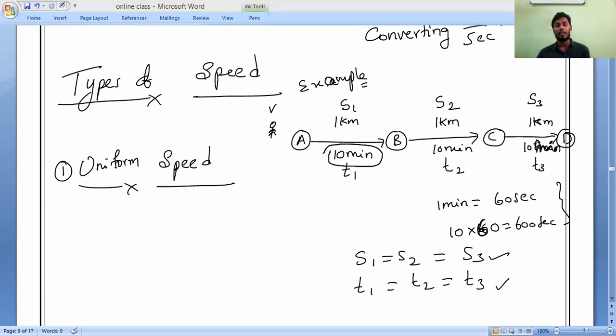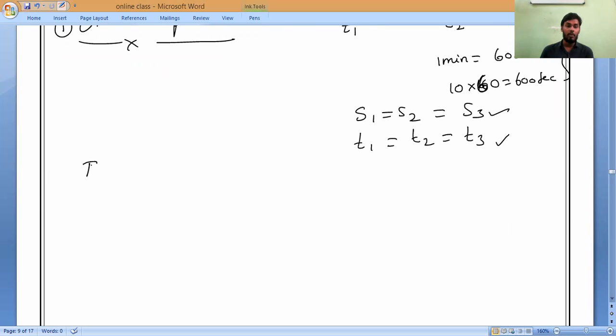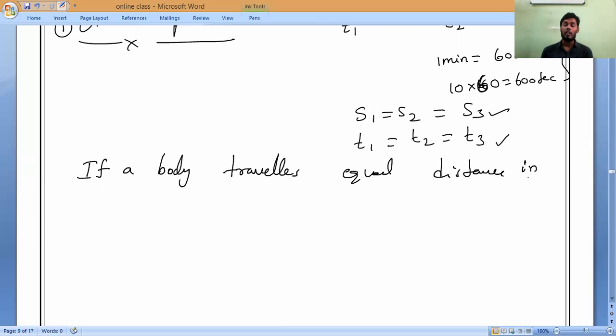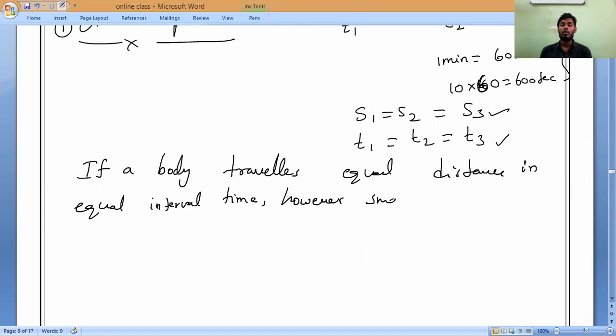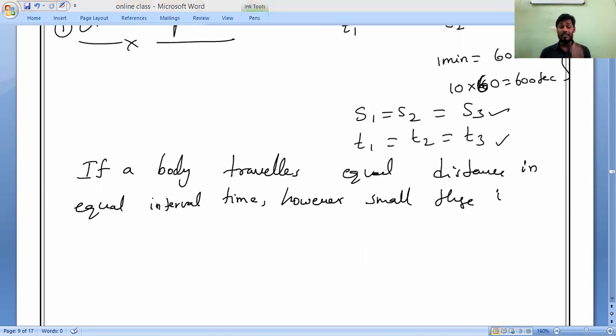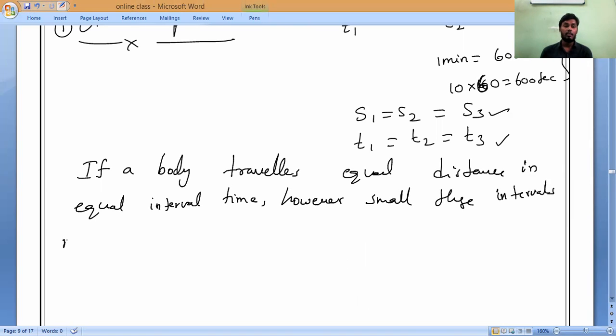Definition: if a body travels equal distances in equal intervals of time, however small these intervals may be.